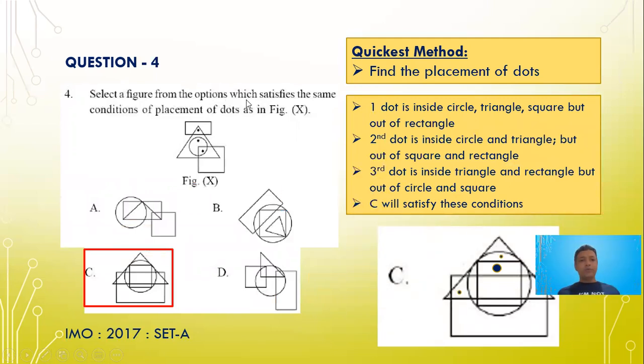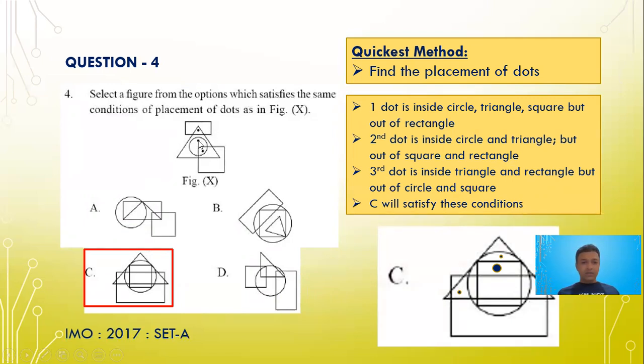Select a figure from the options which satisfies the same conditions of placement of dots as in figure X. Normally in such questions, you have to find the placement of the dots. The first dot is inside the circle, inside the triangle, inside the square, but out of the rectangle, isn't it?